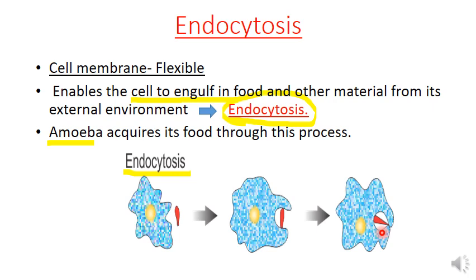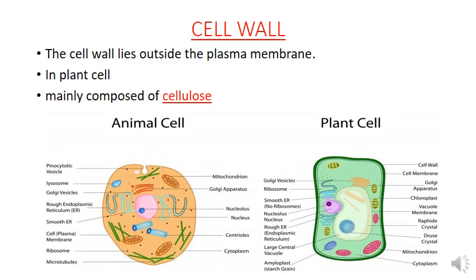Later the cell engulfs the food material and digests it. The cell membrane first engulfs the food material and the food material is taken to the inside part of the cell and it is digested. So amoeba takes its food by this process of endocytosis. You may have a question, that is how amoeba takes its food. So you have to describe the process of endocytosis and mention that amoeba takes its food by the process of endocytosis, and this diagram also is important.